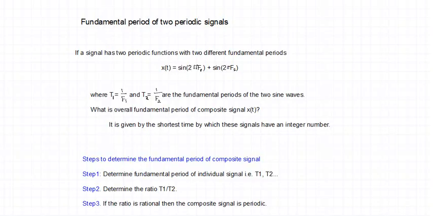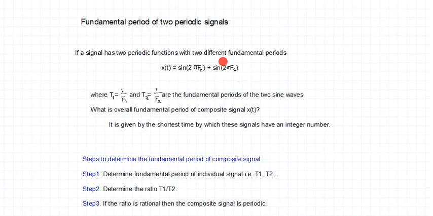Now we'll discuss certain problems which have two fundamental periodic signals in them. Right? We will look at certain problems here which involve the sum of, or maybe product of, two or more periodic signals, right? So if a signal has two periodic functions with two different fundamental periods, I have taken xt as sine of 2 pi f1t and sine of 2 pi f2t, these two signals, right?